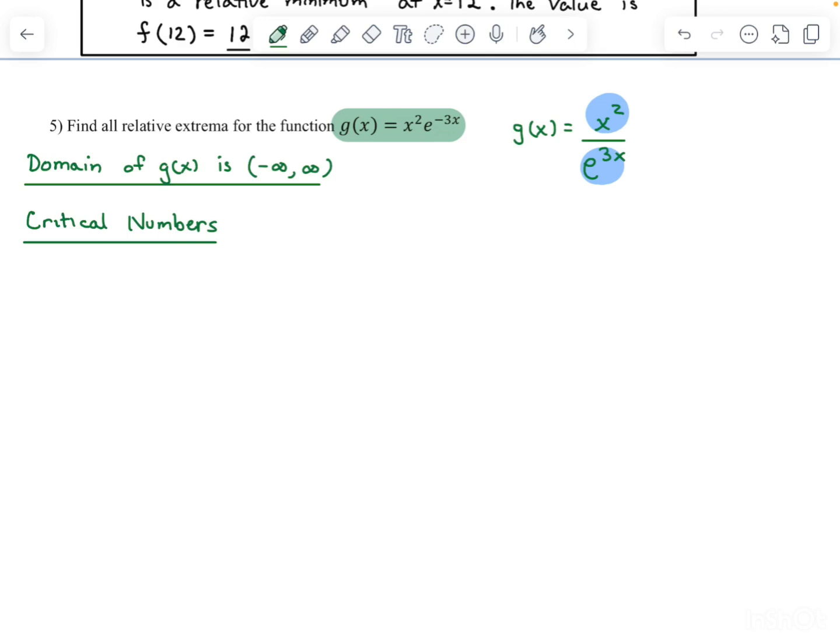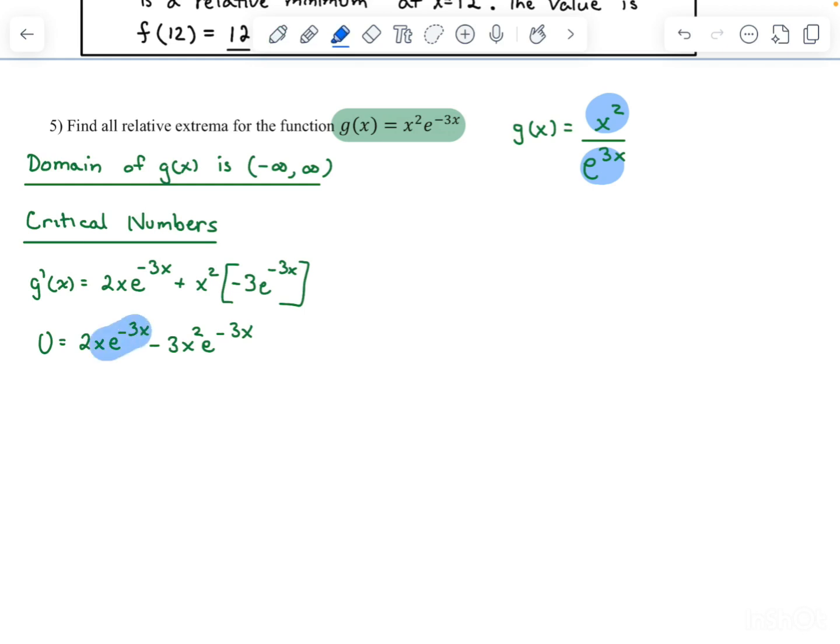To determine the critical numbers, we need to figure out where the derivative is equal to 0 and where the derivative is undefined. Applying the product rule, the derivative of g will equal 2x times e raised to the negative 3x power plus x squared times negative 3 e raised to the negative 3x power. I'm going to set the derivative equal to 0 and multiply the negative 3 times the x squared. That will look like this. To solve for x, I'm going to factor out a common factor of x times e raised to the negative 3x power. That will look like this.